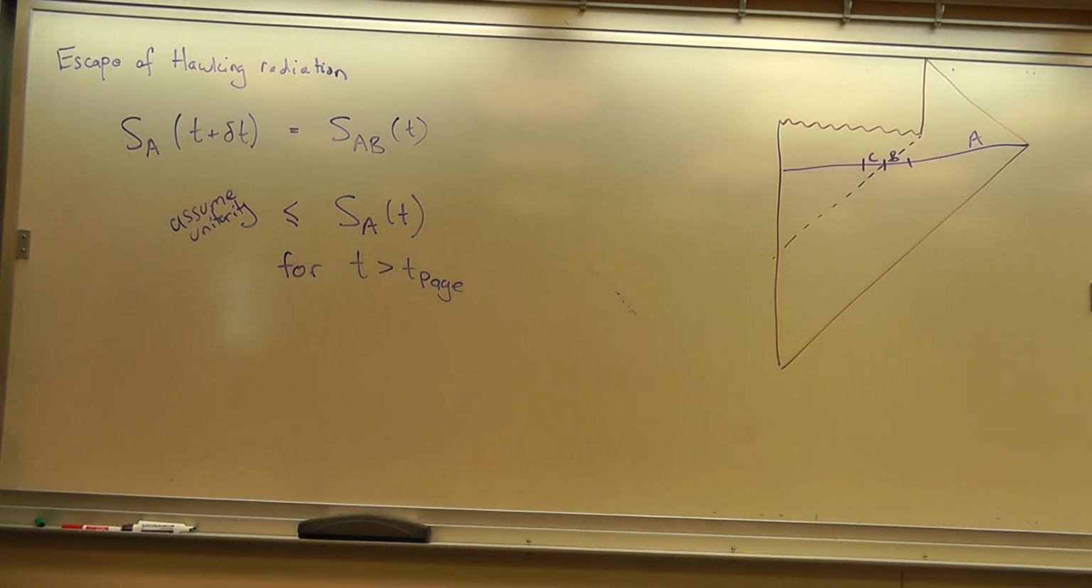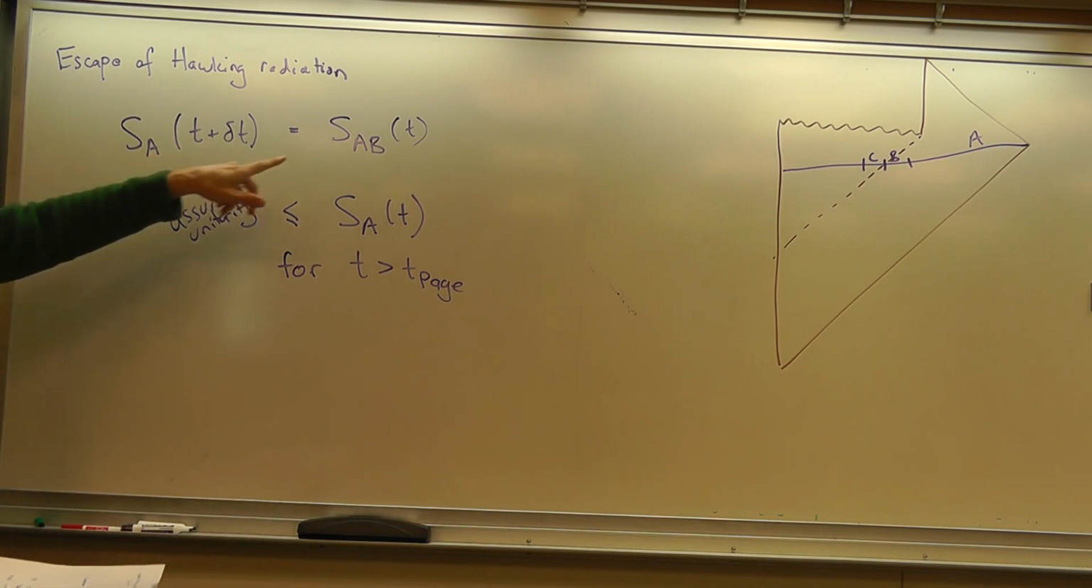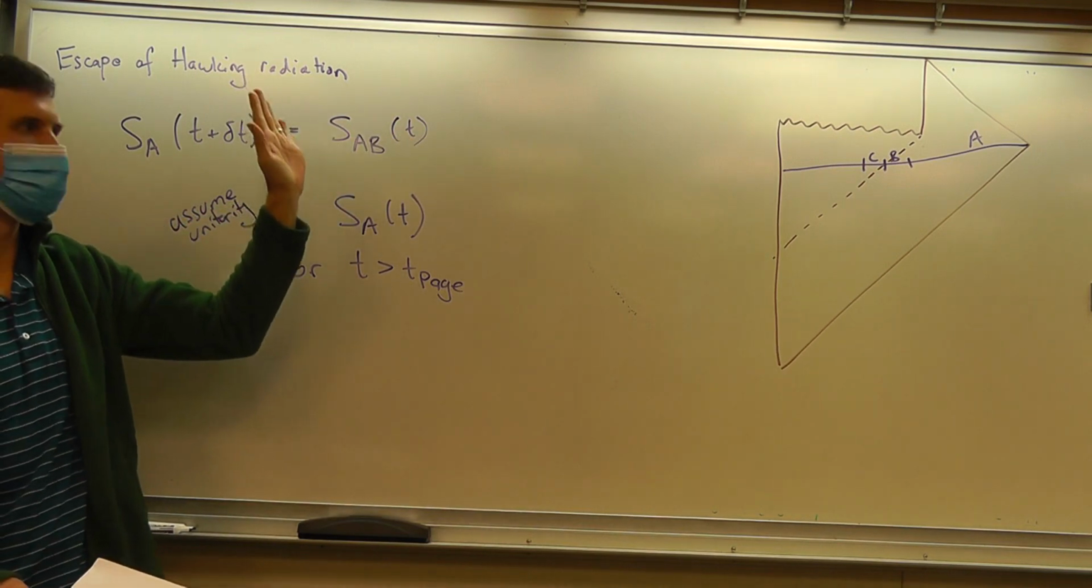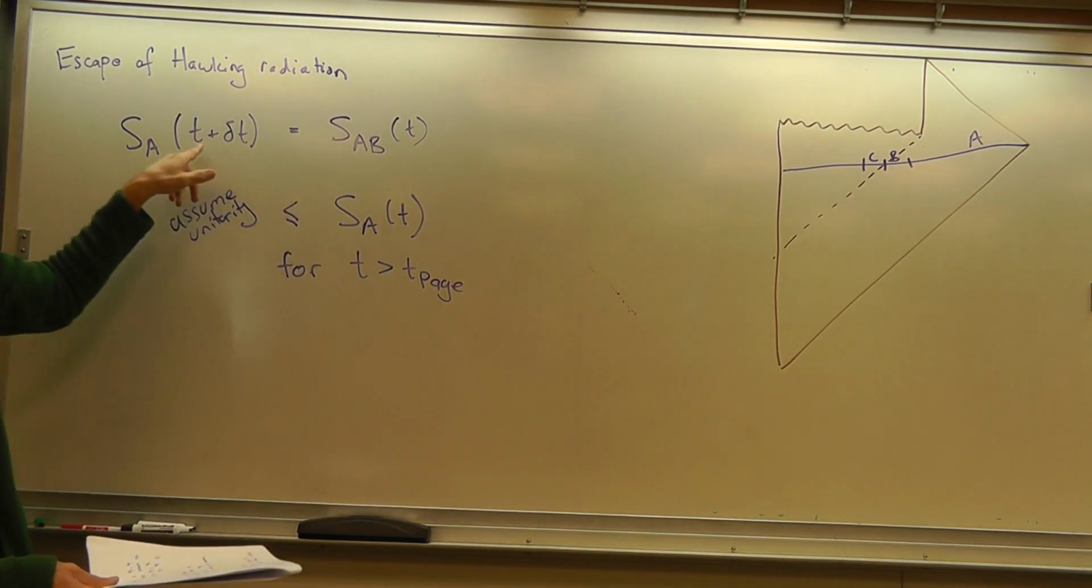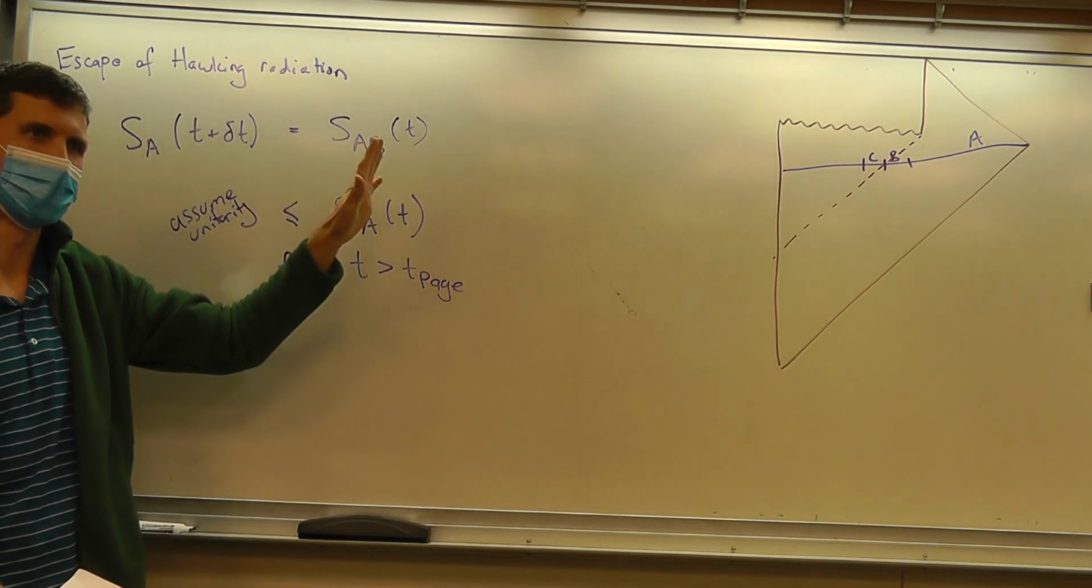Could you say again how we know that S_A of t plus delta t is S_AB? And why is there no delta t dependence on the right-hand side of that equation? Just think of this as this delta t. So t is before this particular particle moved from B into A, and t plus delta t is a little bit later, after that particle moved from B into A.